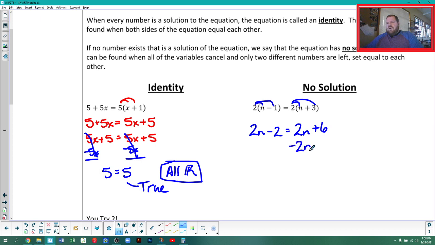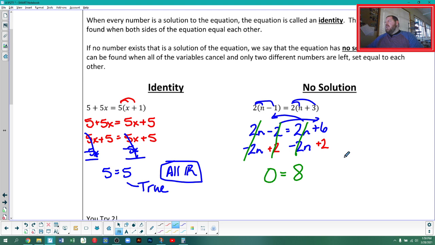But they both have 2 n's. And when I try to move my 2n over, and even if I said at the same time I'm going to move the negative 2 over, so I'm going to subtract 2n, subtract 2n, and let's say I use that trick of adding 2 to both sides also to cancel those, right? I'm going to have 2n minus 2n cancels, negative 2 plus 2 cancels. So over here, everything canceled out and I have 0. Over here, 2n minus 2n cancels, and 6 plus 2 is 8.